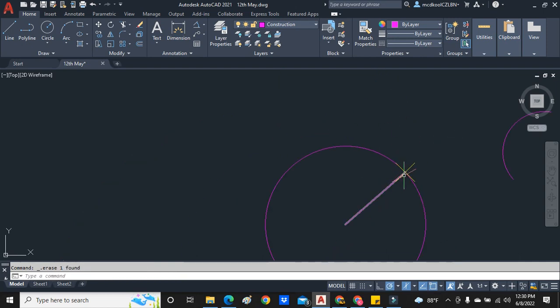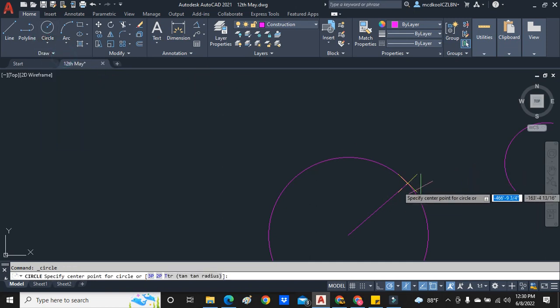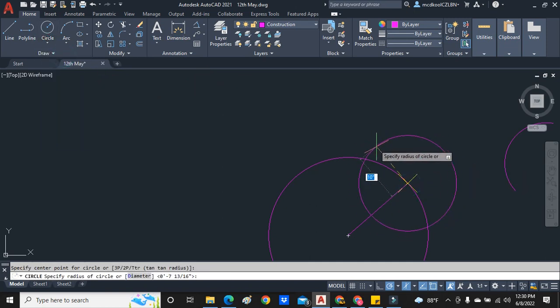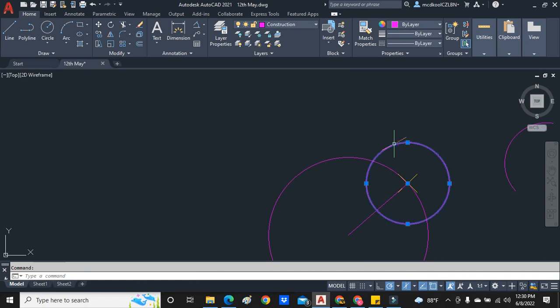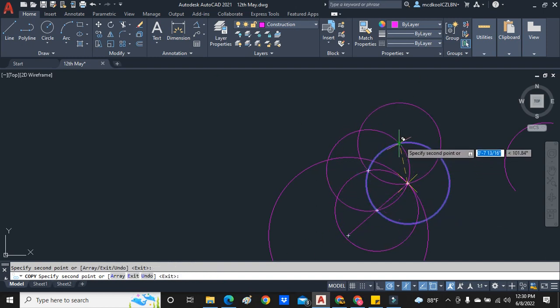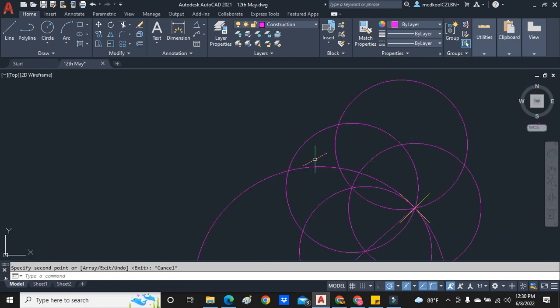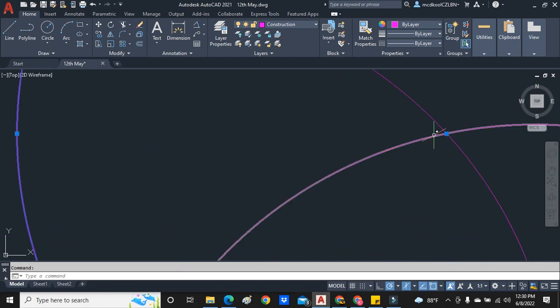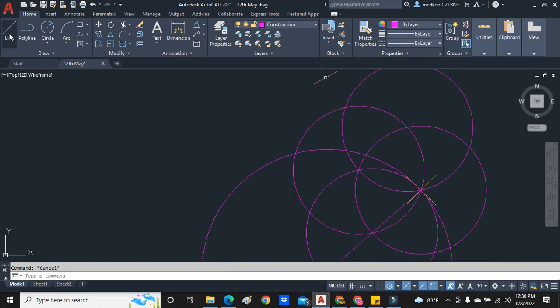So let's do it over from scratch with the circles. So we have our first circle. We'll just copy any measurement. Yeah, it just shouldn't be too big. So now we have those circles in. Let's just connect again.